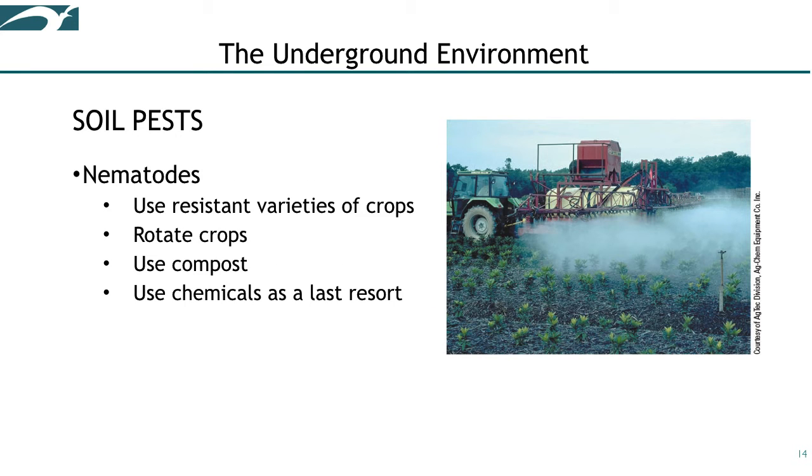Soil also can have pests within the soil. You want to use chemicals as your last resort. First, you want to try resistant varieties of crops, planting in ways that are rotational, and use different sorts of compost to help you kill the pests within your soil rather than going directly to chemicals.